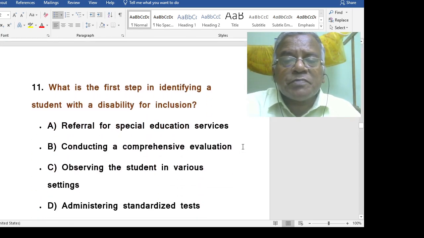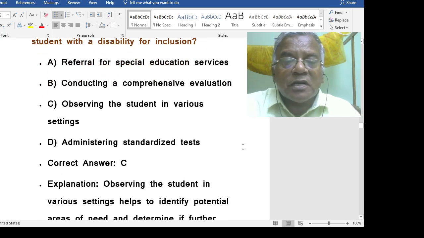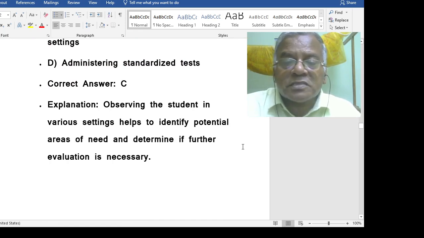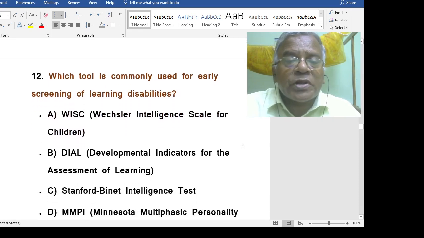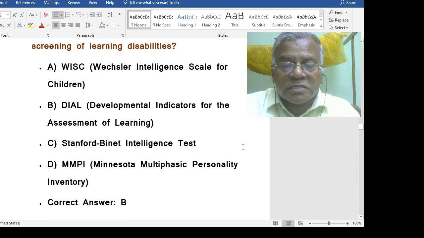What is the first step in identifying a student with a disability for inclusion? That is, observing the student in various settings. Observing the student in various settings helps to identify potential areas of need and determine if further evaluation is necessary. Which tool is commonly used for early screening of learning disabilities? That is, DIAL, D-I-A-L.